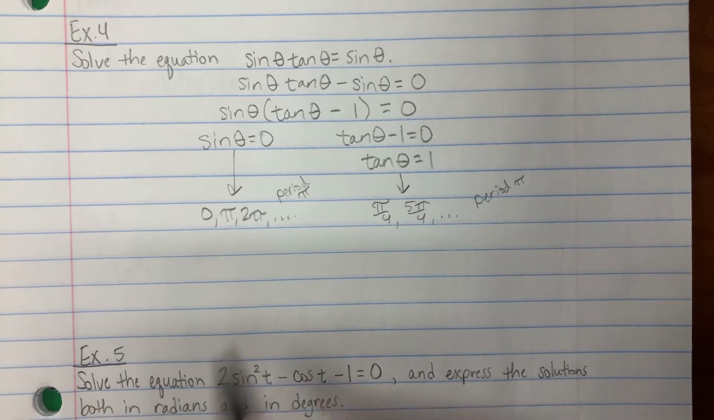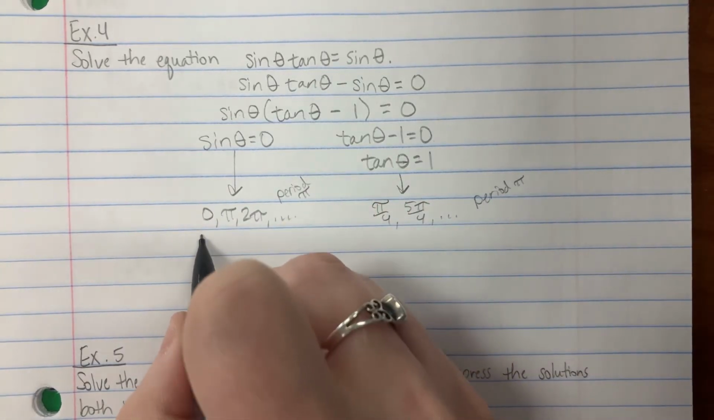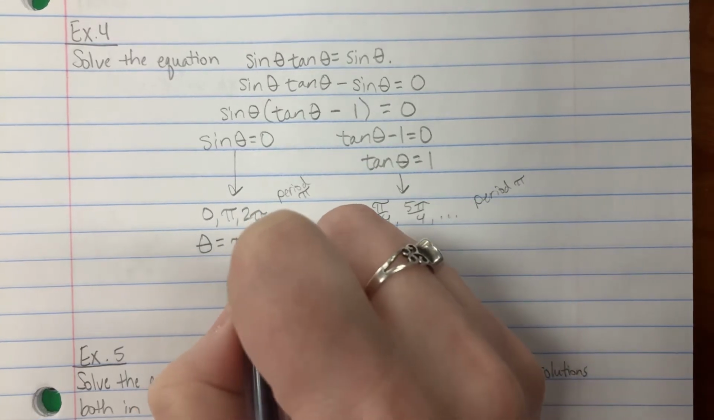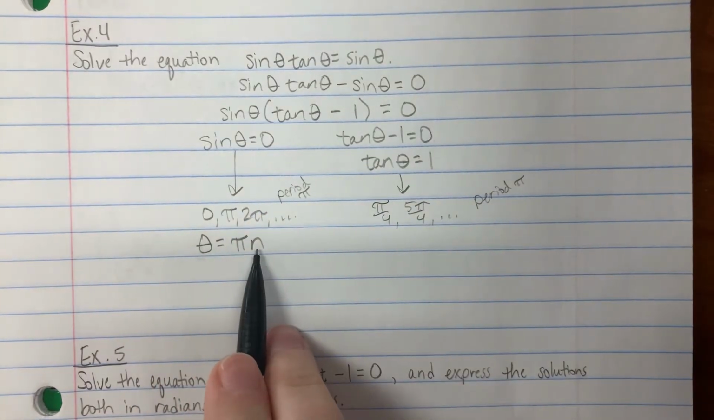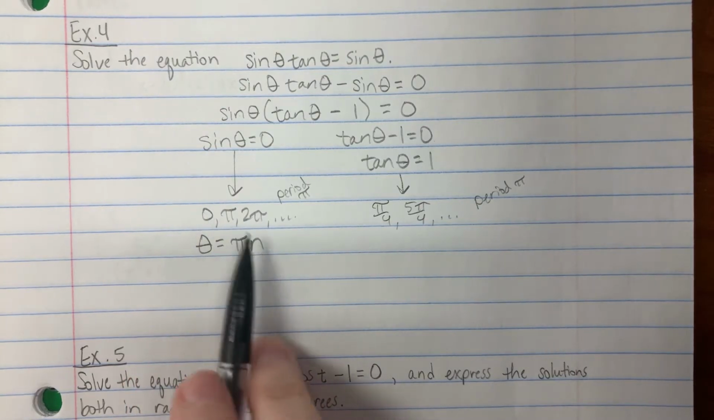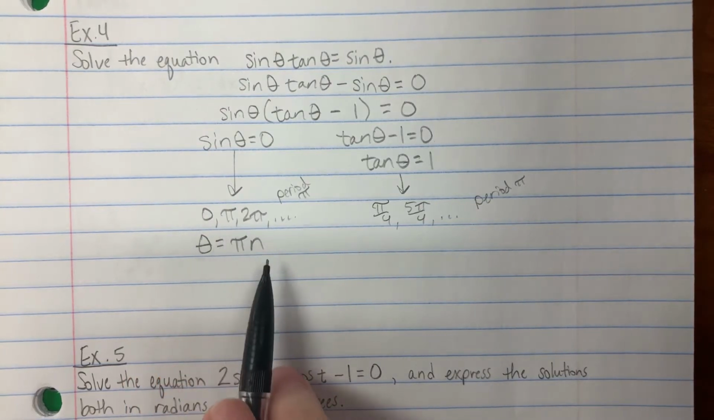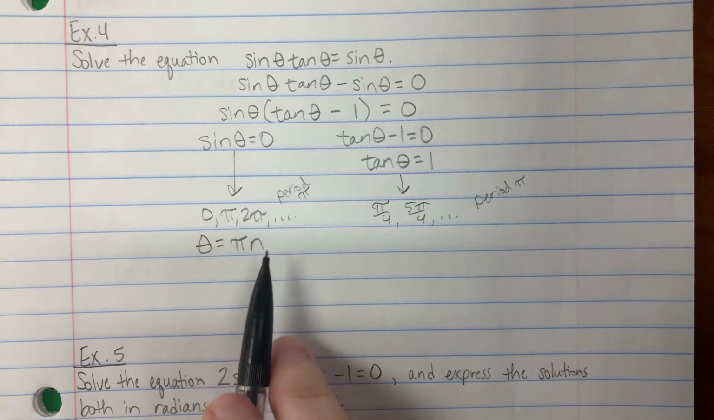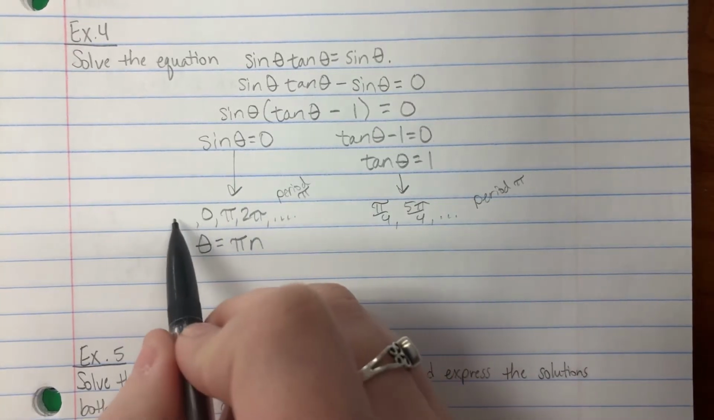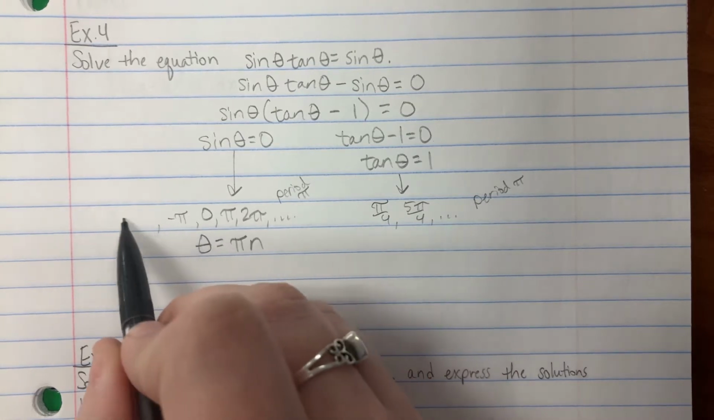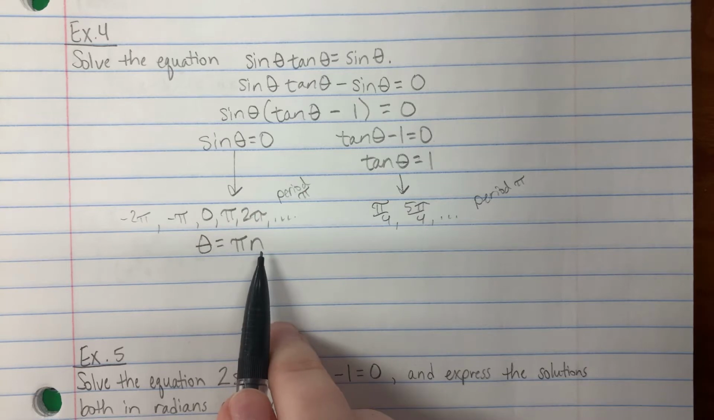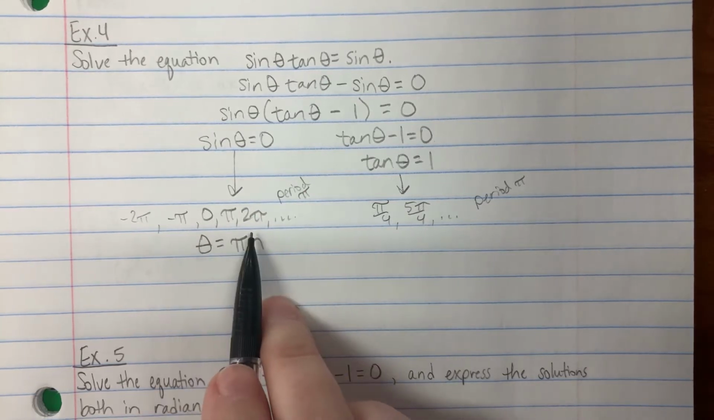Okay, so I need to write both of those in a general way. So my theta value could be pi times n, meaning if n was 0, it would be 0. If n was 1, it would be pi. If n was 2, it would be 2 pi, and so on, right? But if I was talking about negatives, so let's go backwards, it could also be negative pi or negative 2 pi, right? So if this was negative 1 or negative 2 or negative 3, that still works, okay?